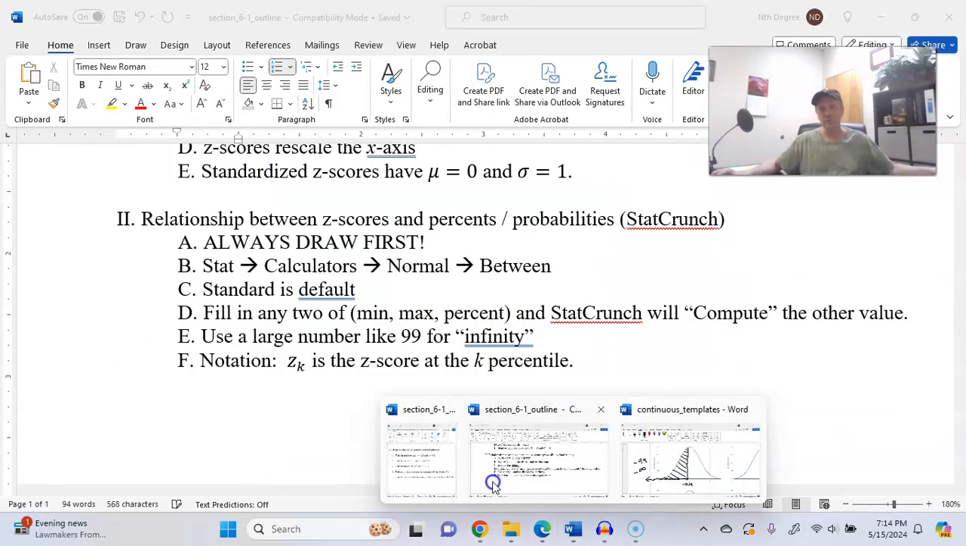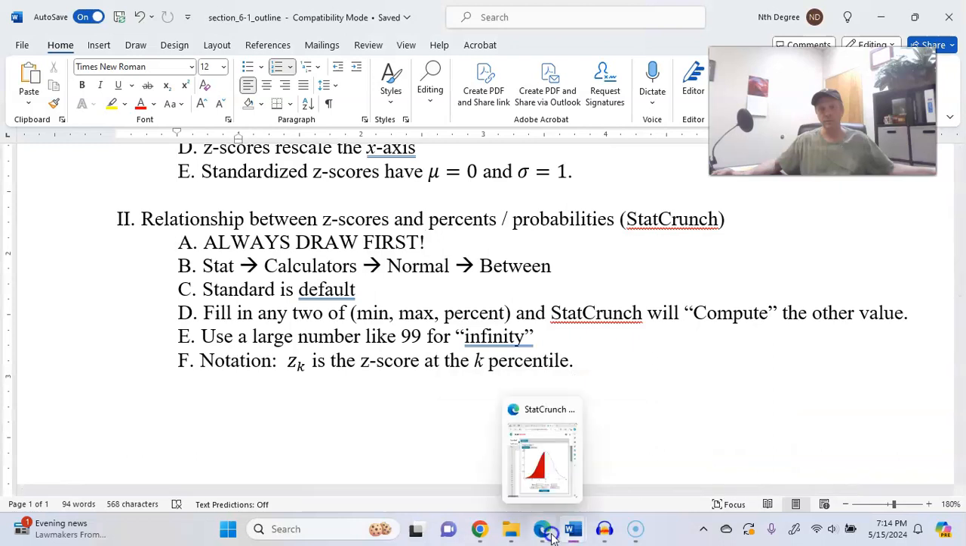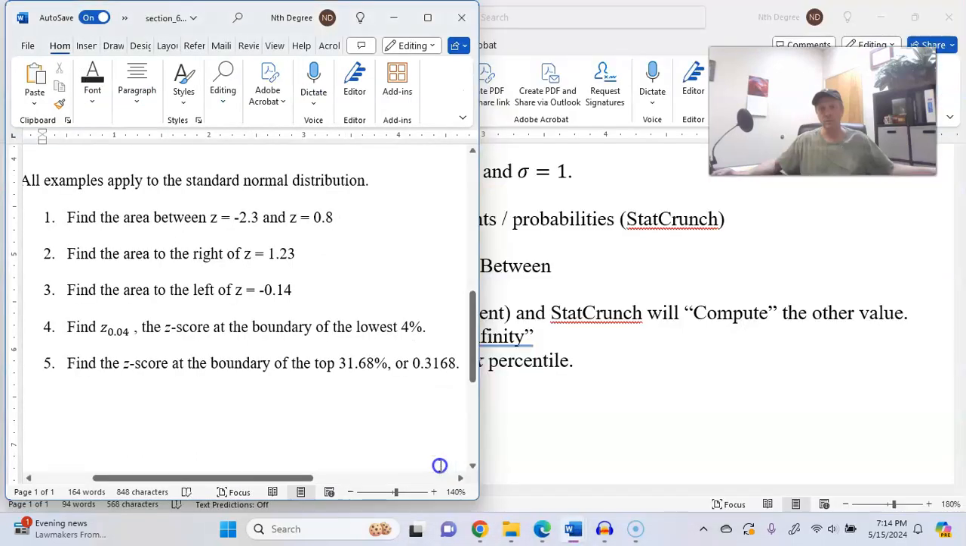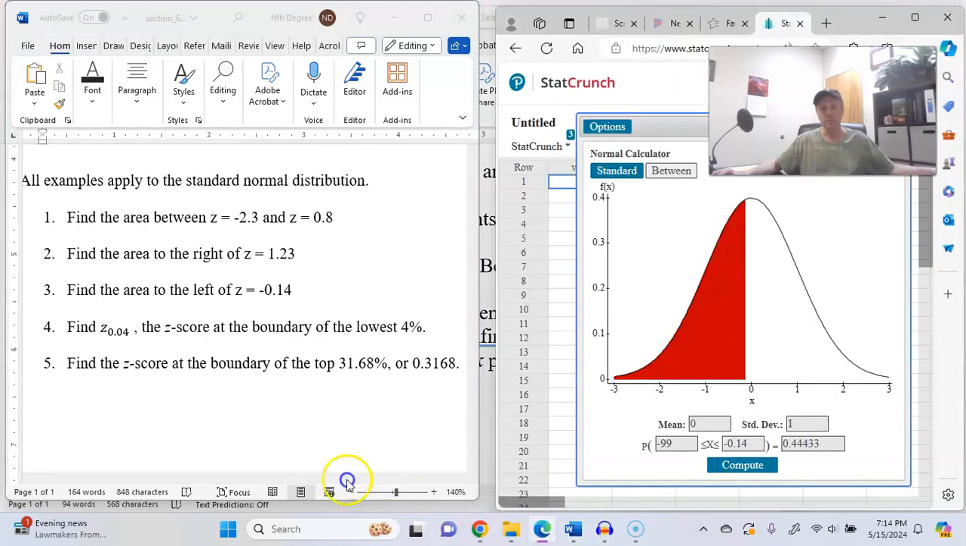Question 4 looks a little bit different. So this one says find z sub 0.04. So that is the notation for the z-score with a percentile of 0.04. It's the boundary of the lowest 4%.